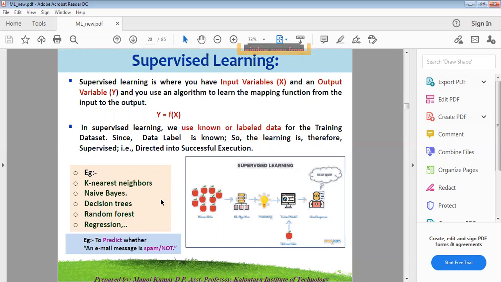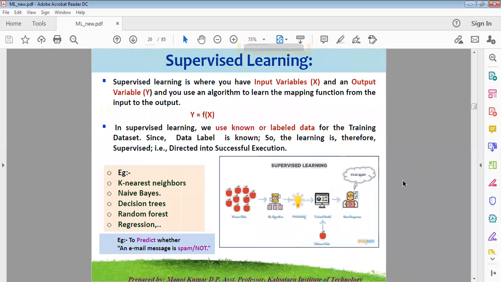Okay, so under supervised, you go with this particular algorithm diagram. So it is very known data. So you apply machine learning process, train, new response. Okay, so first we will see, leave this supervised, you will be understanding in the algorithm part. Now you see what is supervised learning.